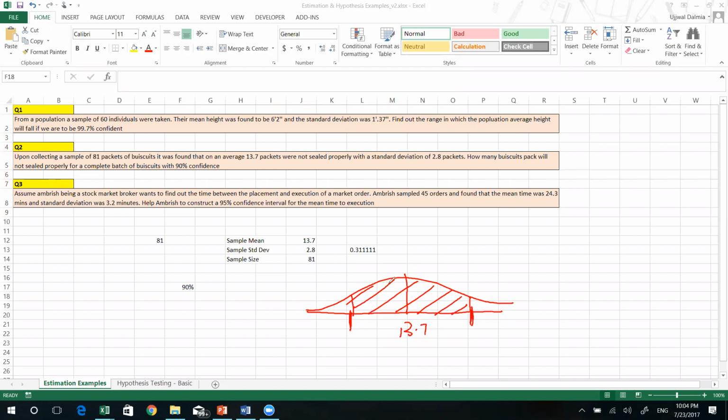Now tell me, if this whole area is 90%, how much is this area? 0.45. Everybody agrees with me on that? Okay. If this is 0.45, how much is this area? 0.05. Everybody agrees with me on that? Yeah. So it means if in my norm inverse, I'll give the probability as 0.05, then I'll get this value. Can I say that?